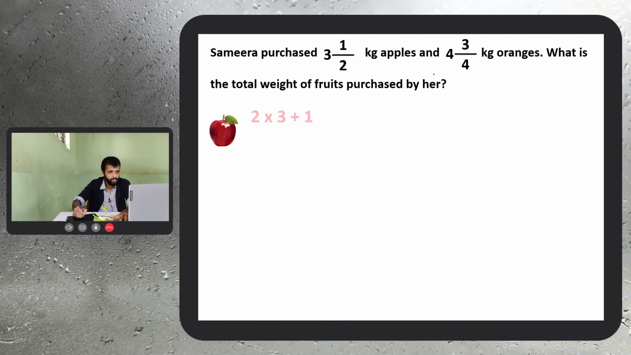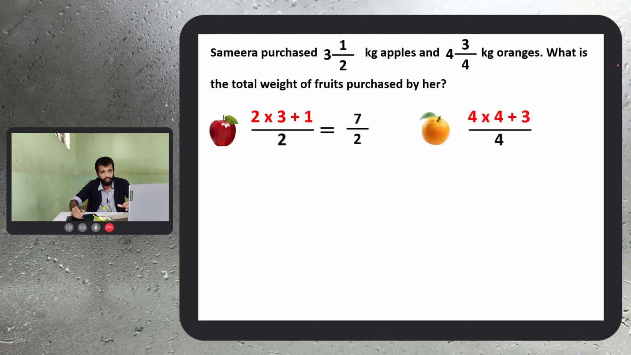So apples, converting it will become 2 multiplied by 3 at the side plus 1 in the numerator upon 2, which will give me 7 upon 2. In the same way, I'm taking the denominator 4, multiplying with the other 4 plus 3. So oranges, 4 multiplied by 4 will become 16 plus 3 upon 4, which will become 19 upon 4. So let me just write both these numbers together. Here I've written the improper fractions.